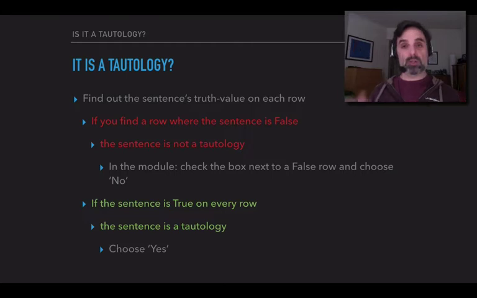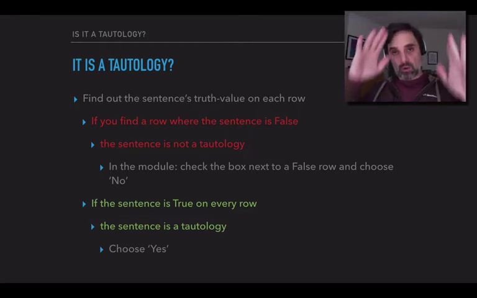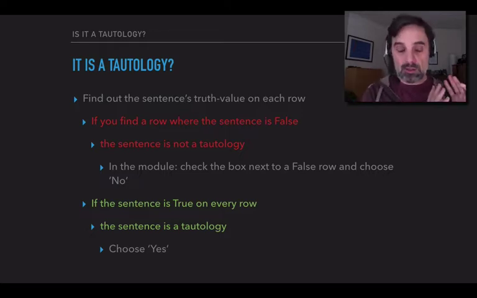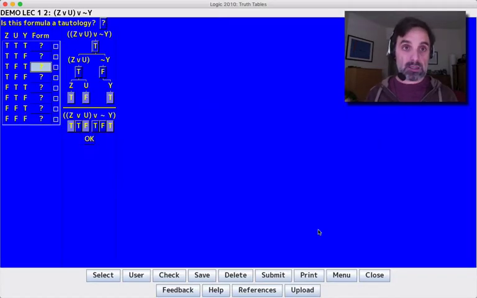So that's what we do. We just go through and we look at each row, and if all the rows are true, then the sentence is a tautology. If there's at least one row where the sentence is false, then the sentence is not a tautology, and we're done. So let's go and take a look. We figured out the answer. Let's go and take a look at some examples.